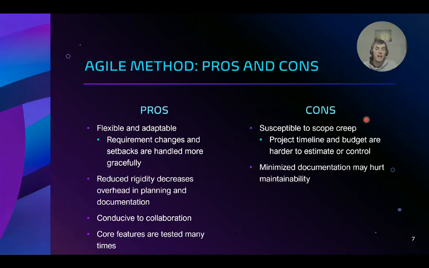It's also true that because Agile emphasizes collaboration and working code more than documentation, it may hurt your maintainability in the end because you don't have strong supporting documents for your code that explain how it works. And especially as your teams roll over, that can be a problem.